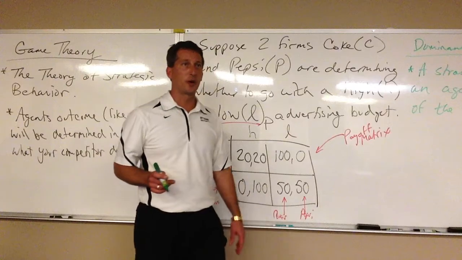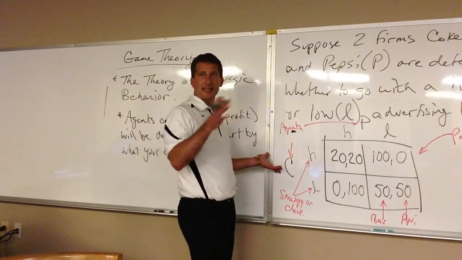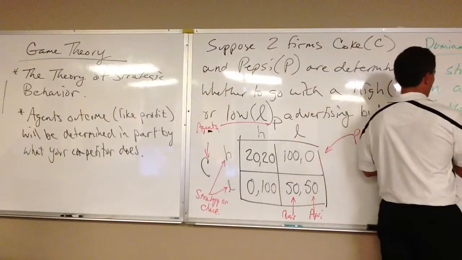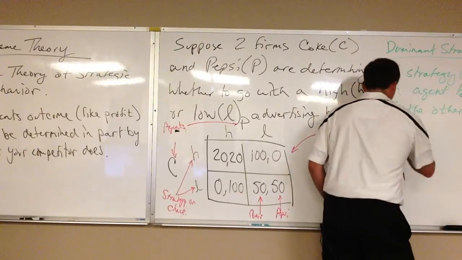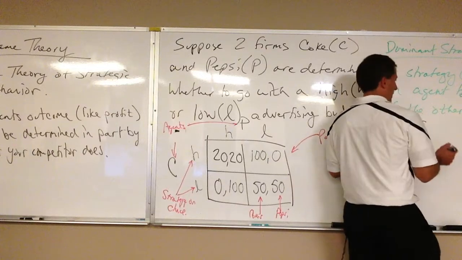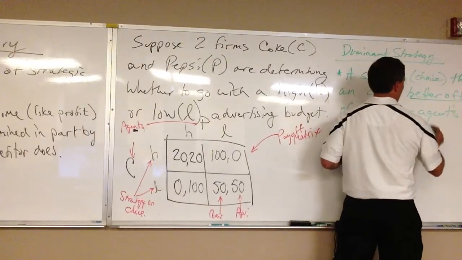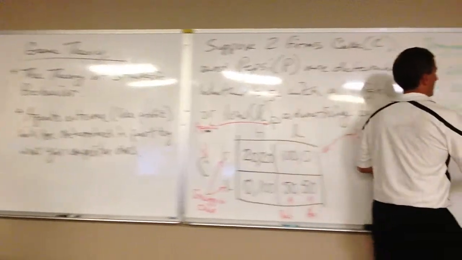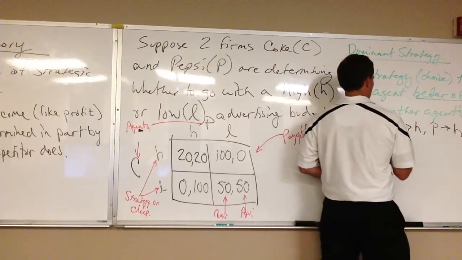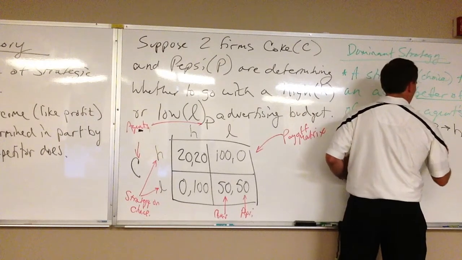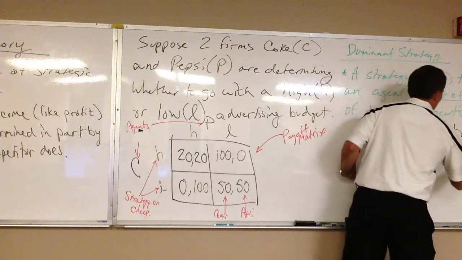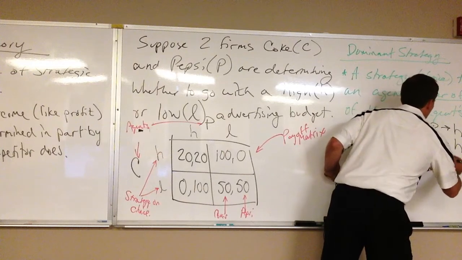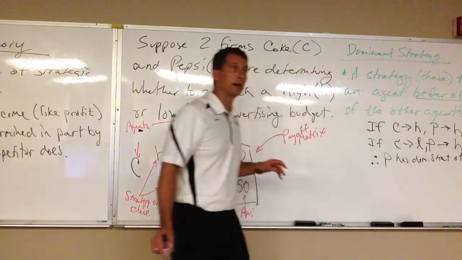So to use a little bit of shorthand on what we did here, it's easy to test each agent's position on whether they have a dominant strategy or not. So I'm going to work a little bit of shorthand. If Coke chooses high, then Pepsi should choose high. If Coke chooses low, then Pepsi should choose high. Therefore, Pepsi has a dominant strategy of high. Right? They should choose high no matter what.